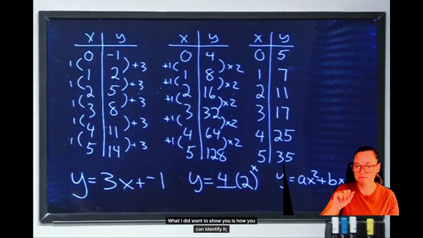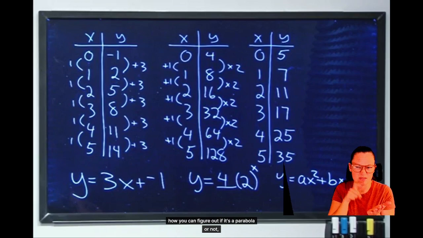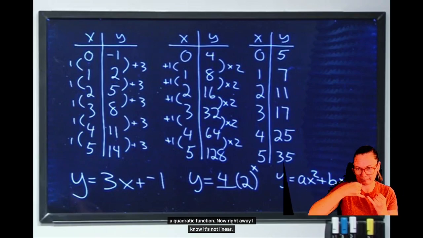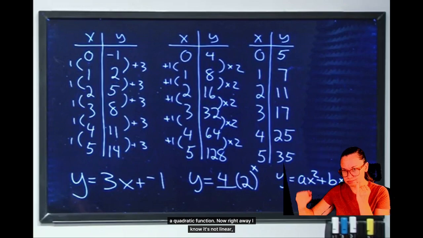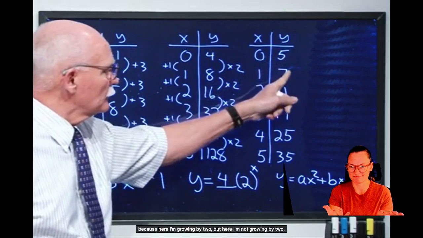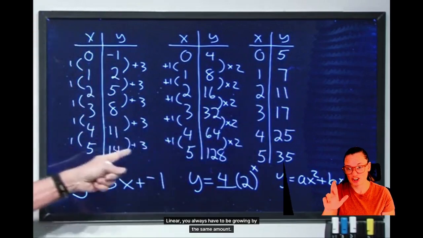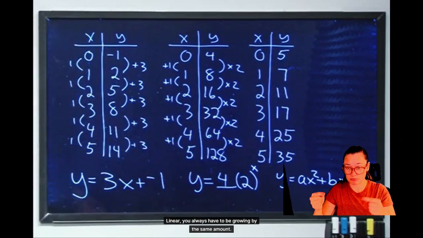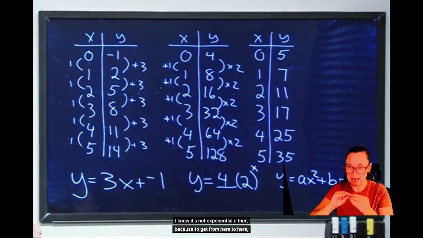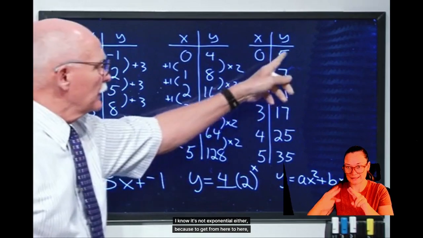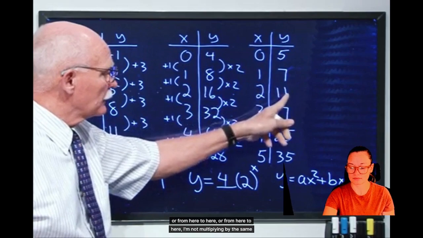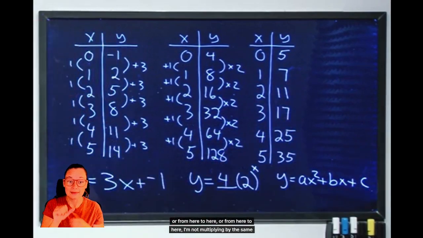What I did want to show you is how you can identify it, how you can figure out if it's a parabola or not, a quadratic function. Now, right away, I know it's not linear, because here I'm growing by 2, but here I'm not growing by 2. Linear, you always have to be growing by the same amount. And I know it's not exponential either, because to get from here to here, or from here to here, I'm not multiplying by the same number, okay?